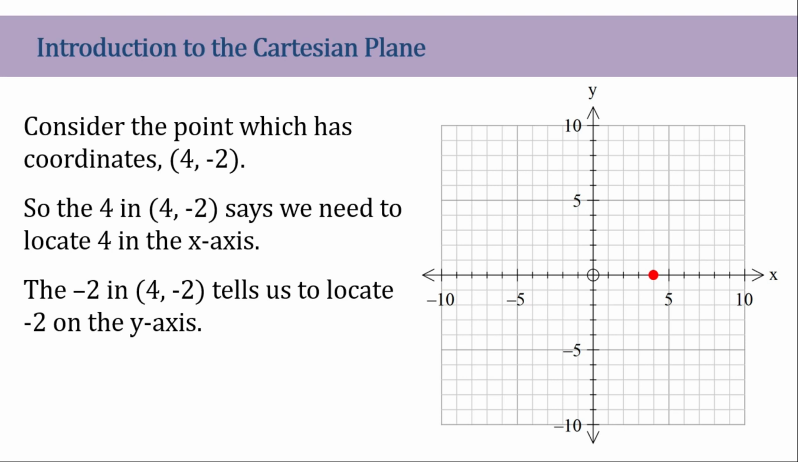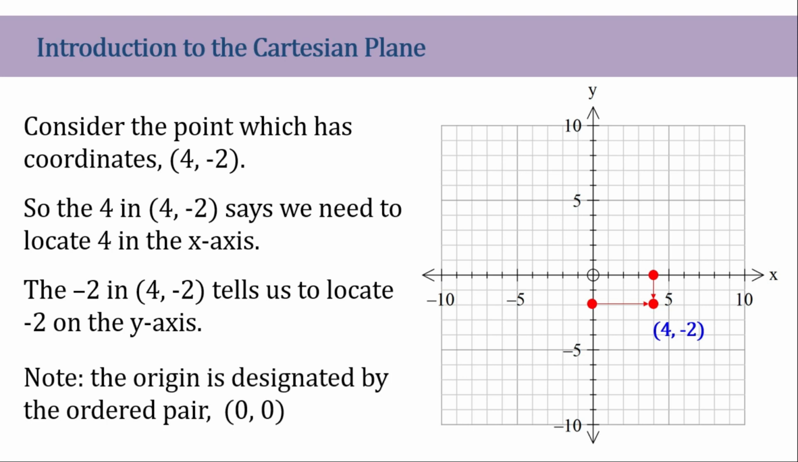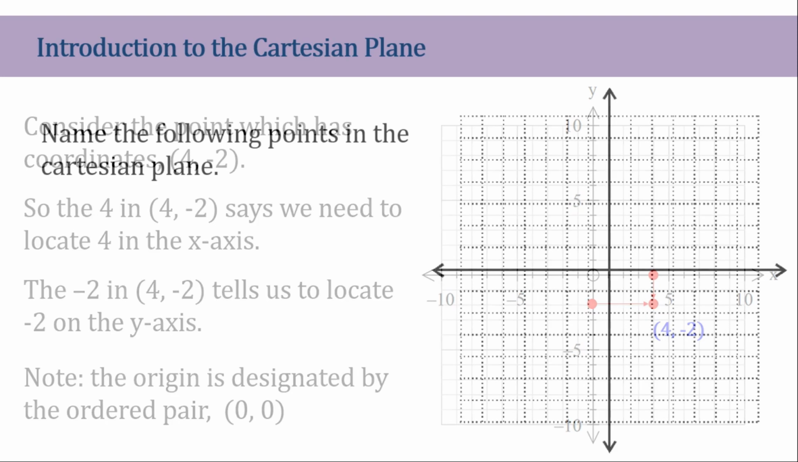The -2 in (4, -2) tells us to locate -2 on the y-axis. Remember that the origin is 0, so if we go up, these are all positive numbers, and if we go down, these are all negative numbers. So negative numbers on the y-axis are below the origin, so 1, 2. So this is the -2. Let's find where they meet, and that is the location of our coordinates (4, -2). Note that the origin is designated by the ordered pair (0, 0).